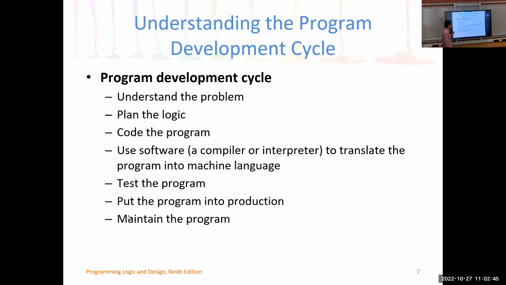We also learned about the program development cycle. You have to understand the problem. You plan the logic, code the program, use the software, test the program, and put the program into production and maintain the program. Again, it is a cycle. That's why at any step you can go back to fix and update it. Now I can give you a very simple example. My wife told me that she wants to eat some cookies.